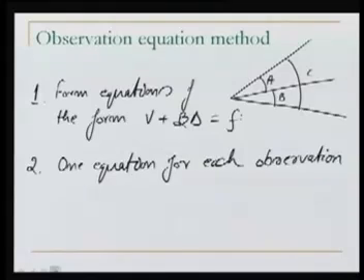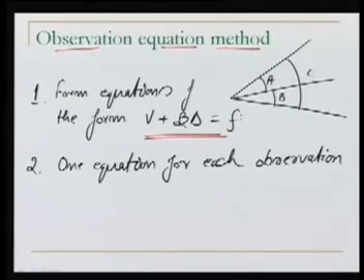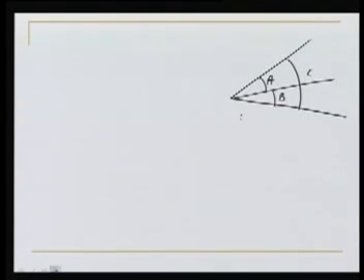Now we will do it first by the observation equation method. In this method, if you recall our last-to-last lecture, we write the observation equations in which we include the observations as well as the parameters. For each observation we write one equation, and finally we write it in this form: V plus B delta is equal to F, one equation for each observation. Now we will write the same thing over here.